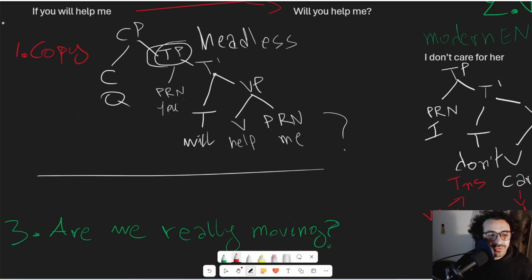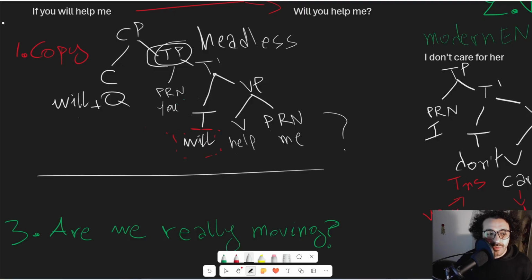So what they do is they take the head in question that is going to move, and we are going to literally copy it, which means we don't destroy the first one, we just copy it. So that's the first step. And of course, we're not going to stop at the first step, because if we stop now, the sentence will be, "will you will help me?"